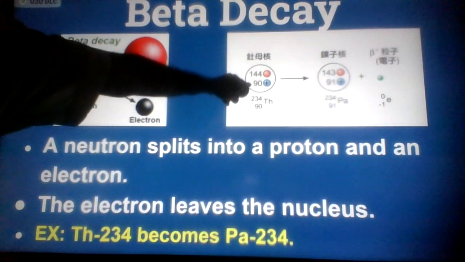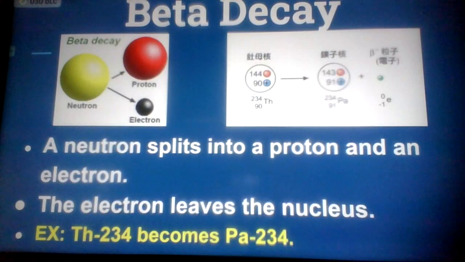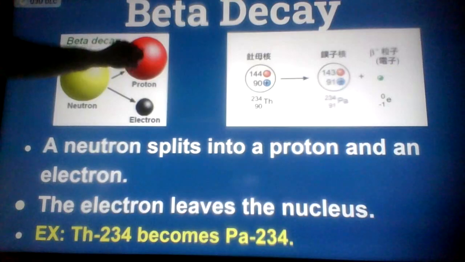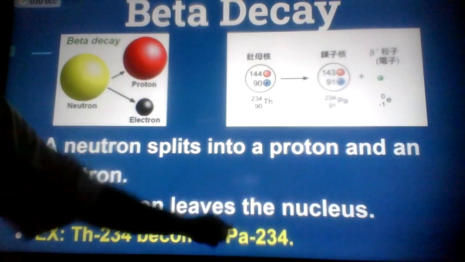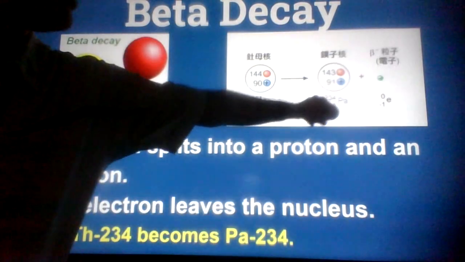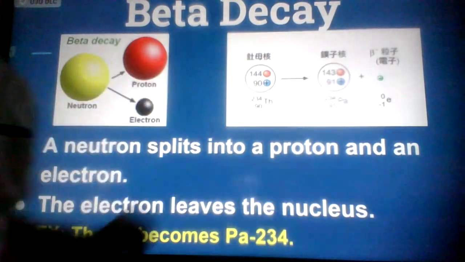So as you see in this picture here, don't worry about the language right there. Just look at the numbers and the Th and the Pa. Remember, no matter what language, the chemical symbols are going to be the same all over the world. Example, thorium-234 becomes protactinium-234. Notice the mass is the same in beta decay, because even though we lose one AMU, we get another AMU. All we do is we go up 1 on the periodic table. So 90 goes up 1 to 91, but the mass stays the same.